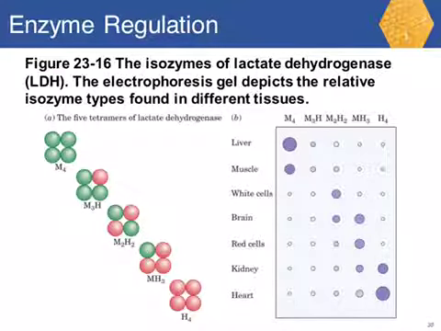So you can see in the liver and in the muscle you have the M4 form, where in the brain and red blood cells and kidney you have the MH3, but in the kidney you also have the MH4. That's all this is showing you. All right, I'm not holding you responsible for this. I want you to realize that there are different forms of the same enzyme that catalyze the same reaction depending on what tissue they're located in.